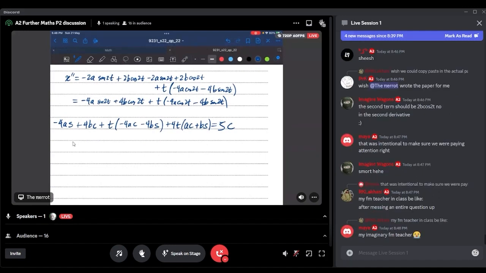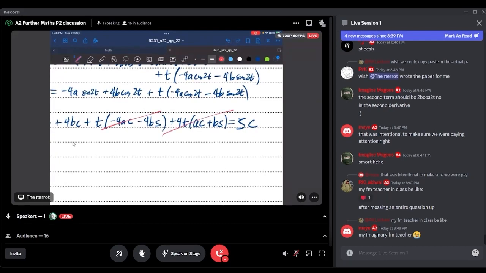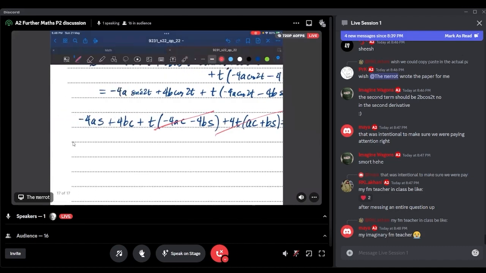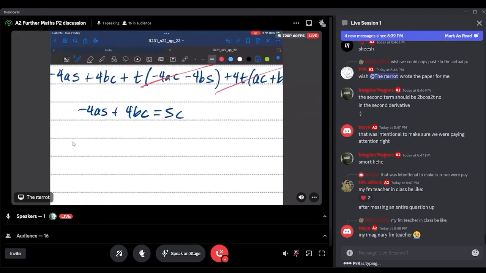For AC, BS. Oh, this one cancels. This cancels right here. Yeah, can you see? It cancels. Just factor out the negative 4 and you see that cancels. Right, so now we have 4AS plus 4BC is equal to 5C. So now we can see that A is 0 and B has to be 5 by 4.